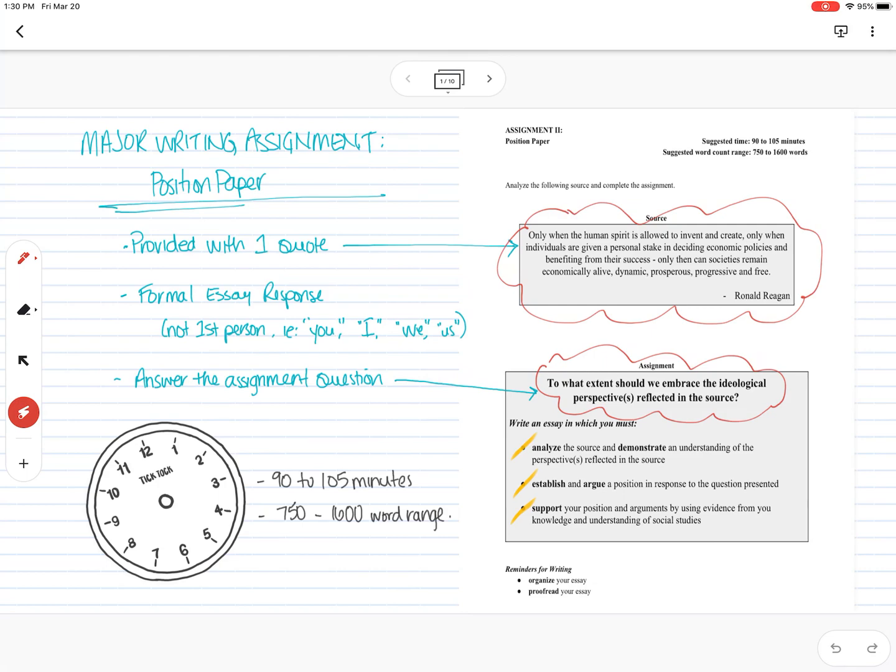Just last thing to keep in mind here is that the diploma suggestion for this paper is that you are going to be able to write it in 90 to 105 minutes, and you are going to try and stick within the 750 to 1600 word range.